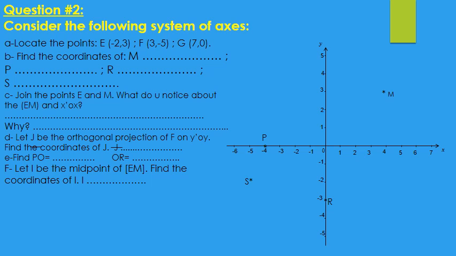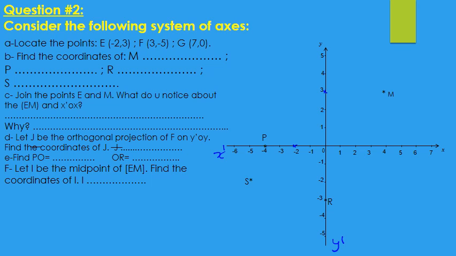Now in question number 2, we consider the following system of axes, an orthonormal system, x prime x and y prime y. The x prime x is the horizontal line and the y prime y is the vertical line. In part A, we should locate the points. E has an abscissa minus 2, and it has an ordinate 3 to the positive side.